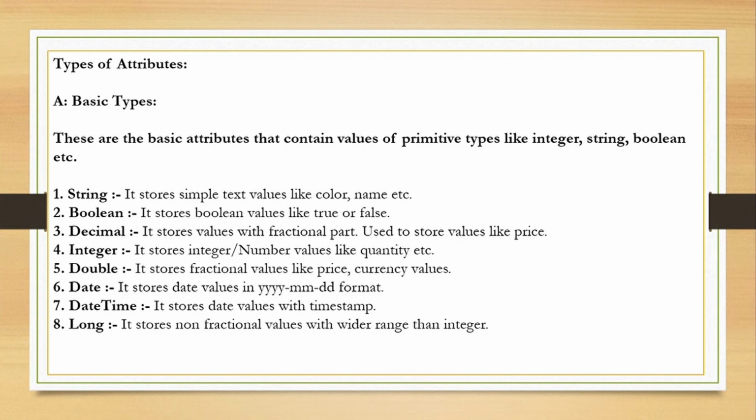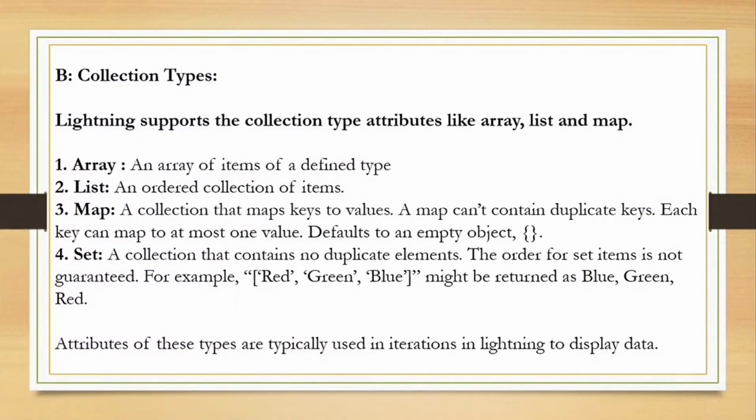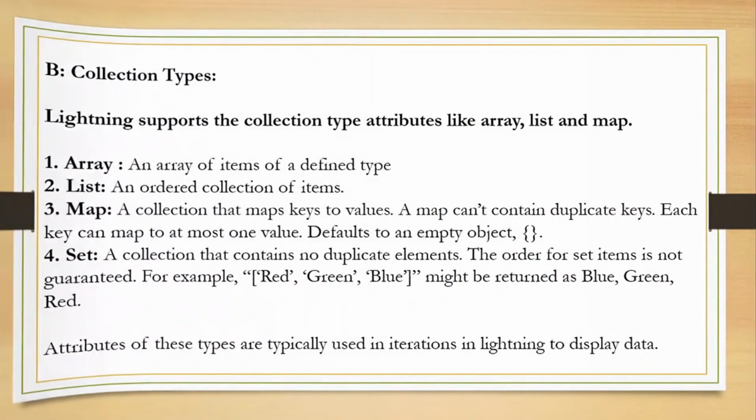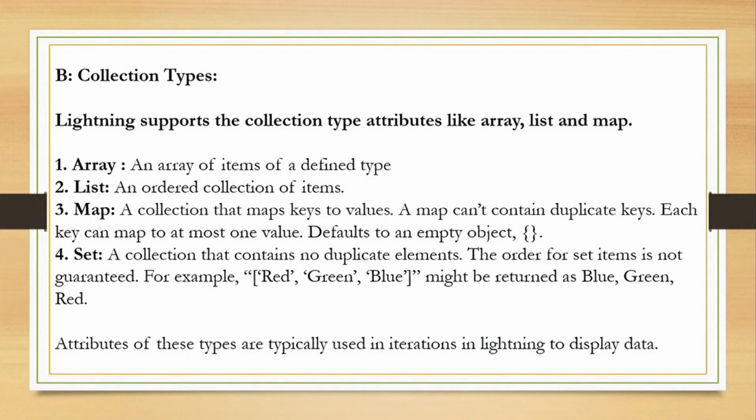Date stores the date value in yyyy-MM-dd format. Date time stores the timestamp values. And long stores non-fraction values with a wider range than integer. And the first part is basic types, and these are the basic types we can use in Aura components. And the collection type: Lightning supports collection type attributes like array, list, map.